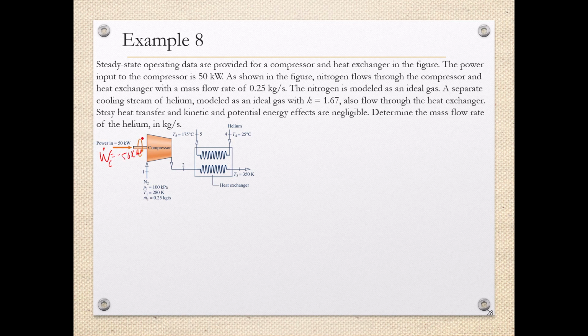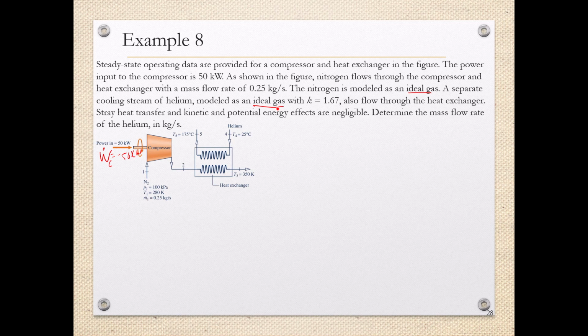So just remember that. As shown in the figure, nitrogen flows through the compressor and heat exchanger with a mass flow rate of 0.25 kilograms per second. The nitrogen is modeled as an ideal gas. A separate cooling stream of helium, also modeled as an ideal gas with a k value of 1.67, also flows through the heat exchanger. Stray heat and kinetic and potential energy are negligible. So determine the mass flow rate of helium.